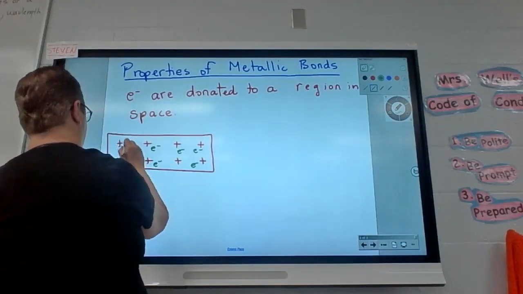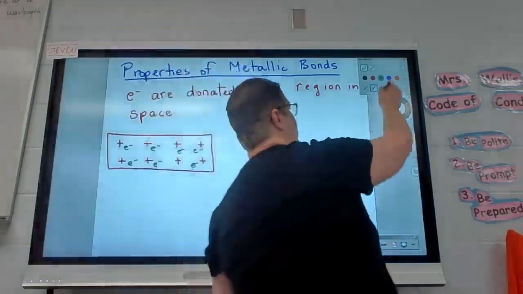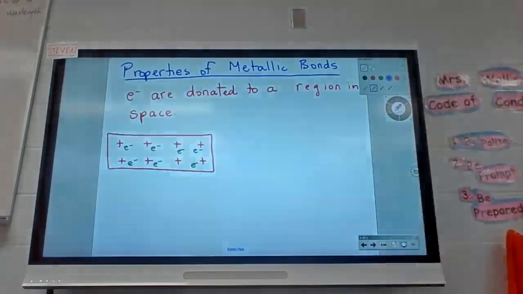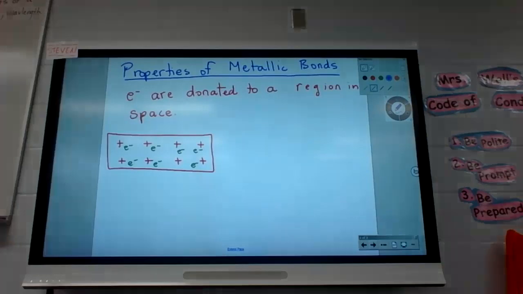Never mind. Alright, so if we consider that the pluses are the nuclei and the E with the minuses are the electrons, I'll be writing on the board.